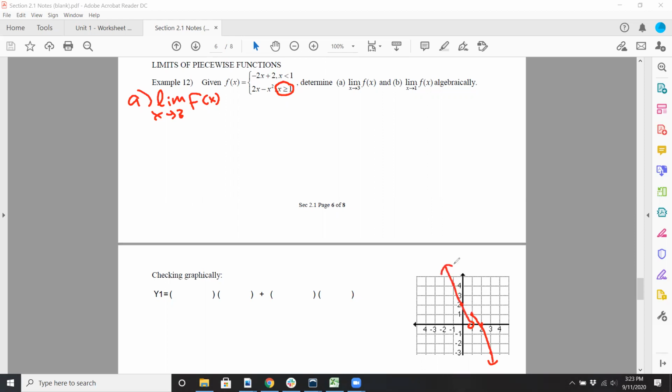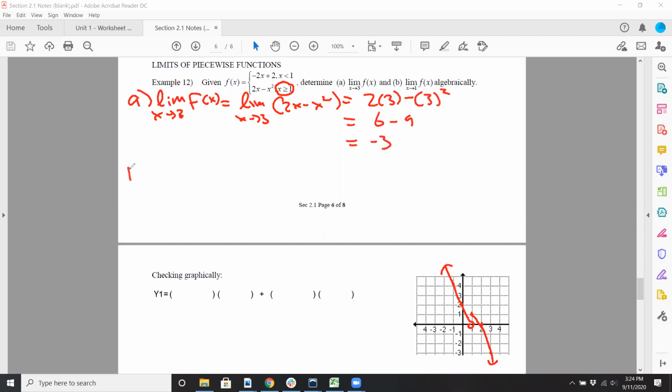So just looking at the graph, I suspect that approaching 3 from the left and approaching 3 from the right, they're going to converge, and I could just do a straight up substitution. So the limit as x approaches 3 of 2x minus x squared, so it's 2 times 3 minus 3 squared, 6 minus 9, I get negative 3.